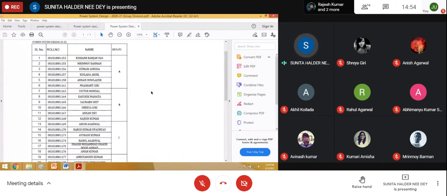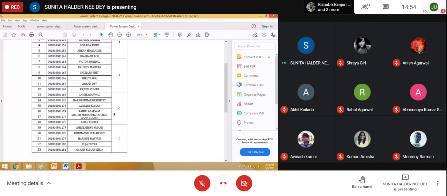can you see this group division right now? Yes, ma'am. We can see the group division. From Rishabh Ranjan to Prashant Giri, the first 6 students are group A. I have divided in that way. 163 to 168, that means Victor to Rajesh Kumar, will be group B. Then 169 to 176, Anish Agarwal to Aman Kumar, will be group C, and 177 to 181 will be group D. Okay, so this is the group division.